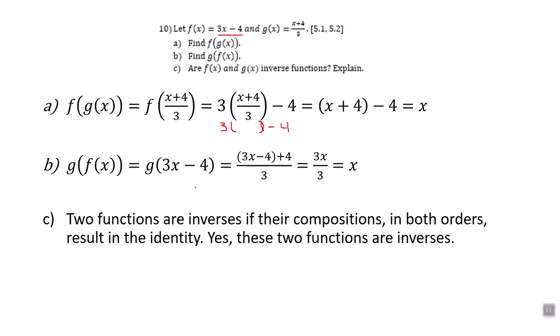Well, what's g? G is something plus 4 all over 3. So instead of calling it something, instead of calling it x, in those parentheses I put in exactly what I'm supposed to. I'm supposed to put in the 3x minus 4 in place of x inside the parentheses. 3x minus 4 plus 4 over 3. Simplify the numerator first. The minus 4 plus 4 cancels out. We'll end up with 3x over 3. And the 3's cancel to leave us with the x.